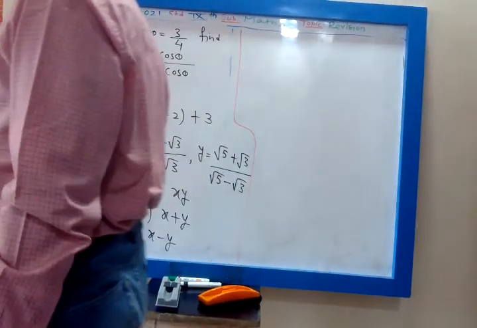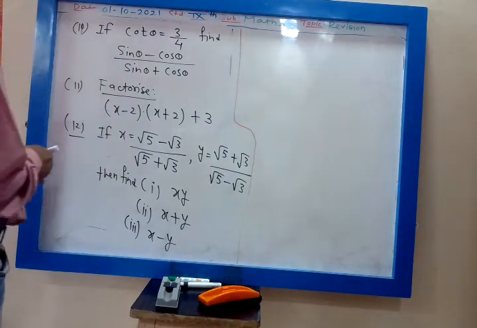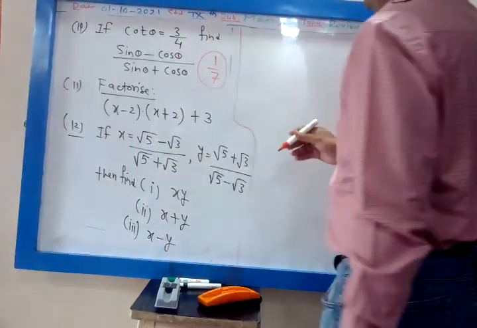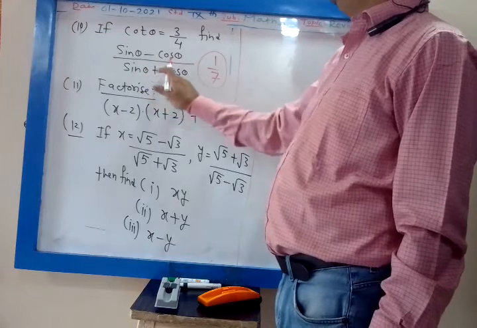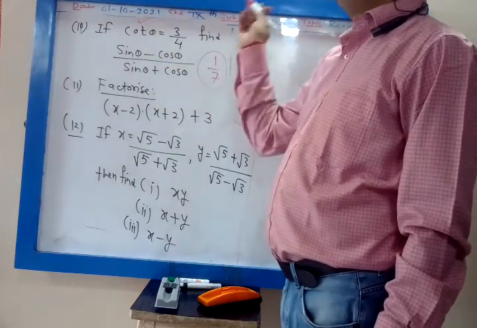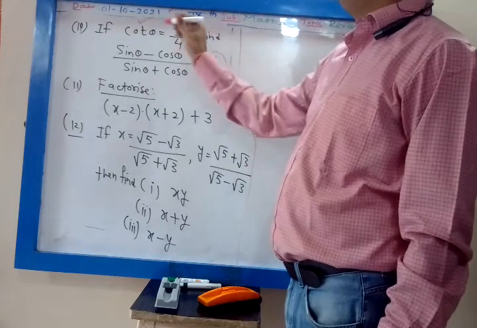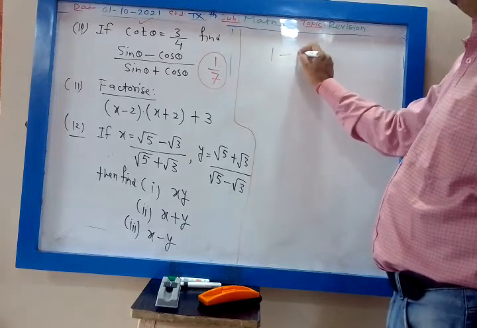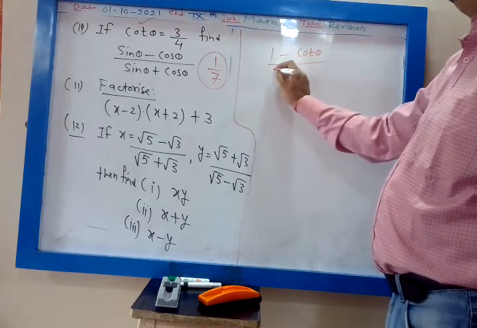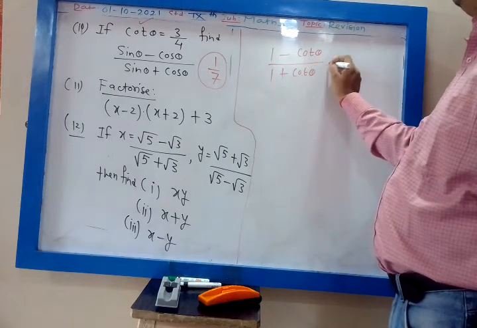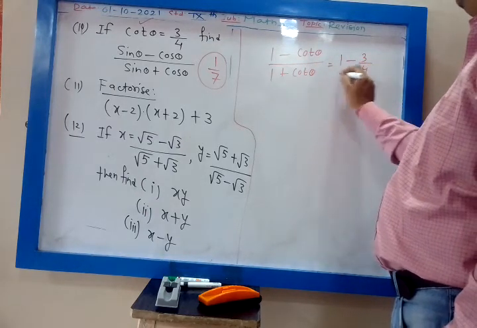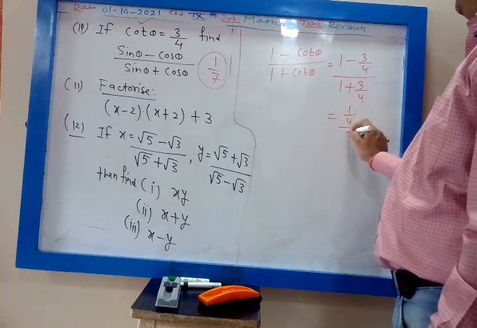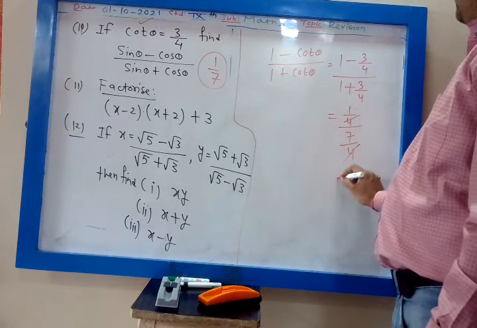Tenth answer. Anybody has the 10th answer? 1/7. See this direct answer. I told you whenever you have sine and cos, and if you are given tan, then we divide by cos. If you are given cot, divide by sine. Divide numerator and denominator by sine. So 1 minus cot theta upon 1 plus cot theta. Cot theta value is given 3/4. 1 plus 3/4. 4 minus 3. 1/4 upon 7/4. 4 gets cancelled. Answer is 1/7.